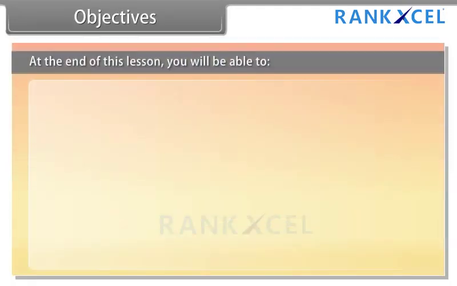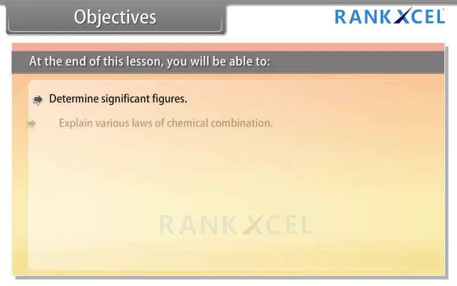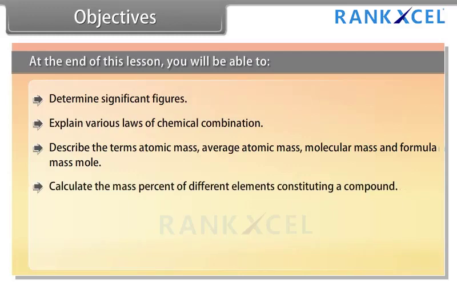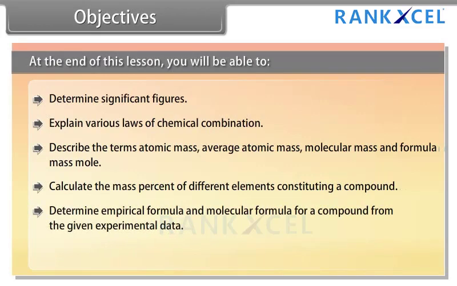At the end of this lesson, you will be able to determine significant figures, explain various laws of chemical combination, describe the terms atomic mass, average atomic mass, molecular mass, formula mass, and mole. Calculate the mass percent of different elements constituting a compound. Determine the empirical formula and molecular formula for a compound from the given experimental data. Perform stoichiometric calculations.